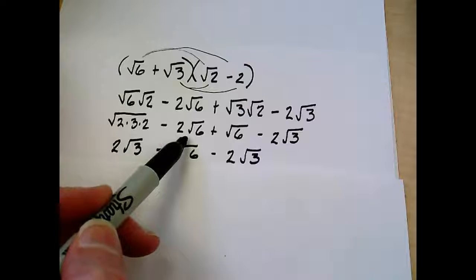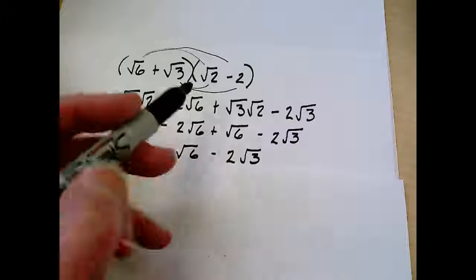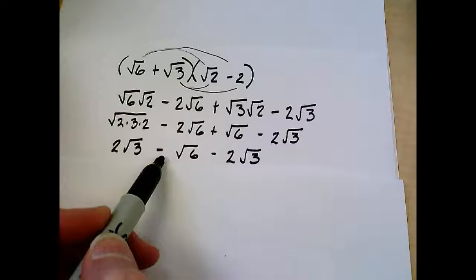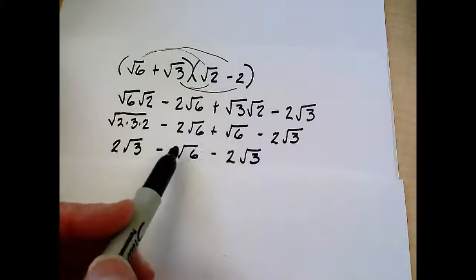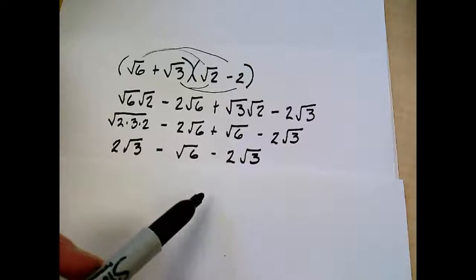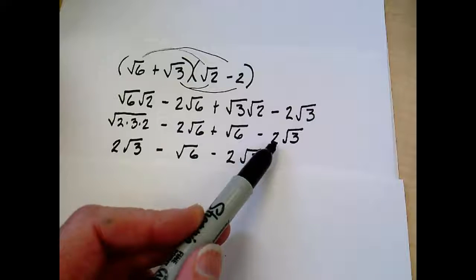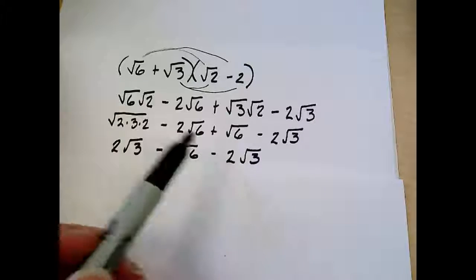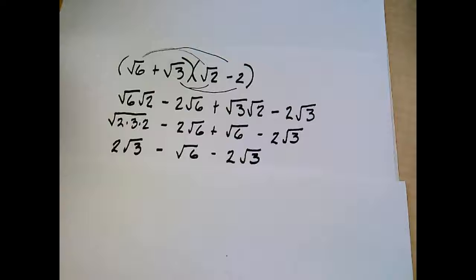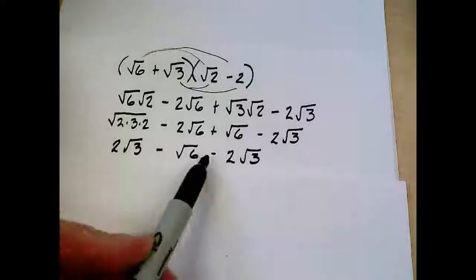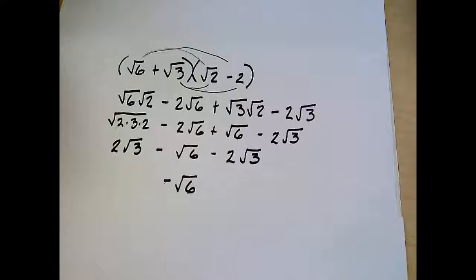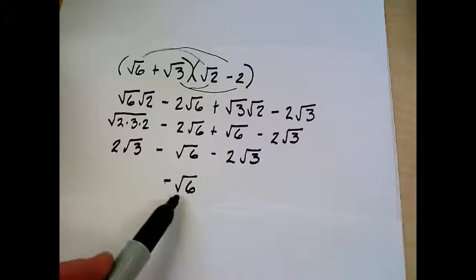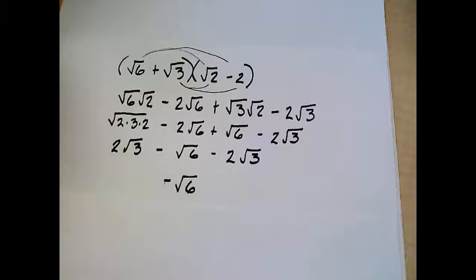This one, negative 2 square roots of 6 plus 1 square root of 6 would give me negative 1 square root of 6. Again, the 1 we don't have to show, but it is there in front. Bring down the negative 2 square roots of 3. So now 2 square roots of 3 minus 2 square roots of 3 cancels, and I just end up with negative square root of 6.